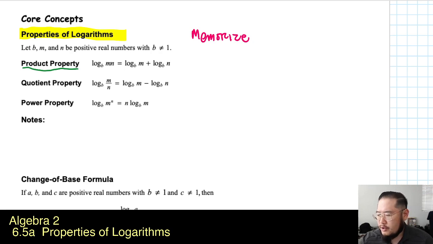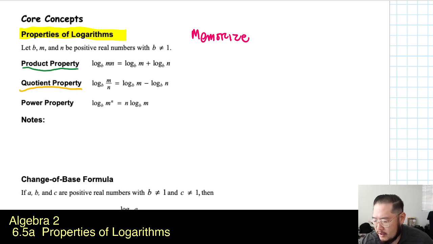So with the quotient property, if you think about what I just mentioned, then the quotient property is, hey, I want to be subtracting the powers, right? If we were dealing with exponents. So with our logarithms, we have log base b of m over n. That's going to be equal to log base b of m minus log base b of n. So quotient property.